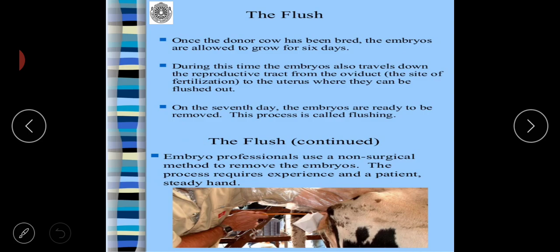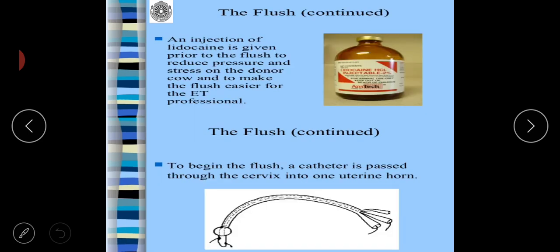In this slide, on the bottom, you will observe a person flushing embryos from the donor cow. An injection of lidocaine is given prior to the flush to reduce pressure and stress on the donor cow and to make the flush easier for the ET professional.